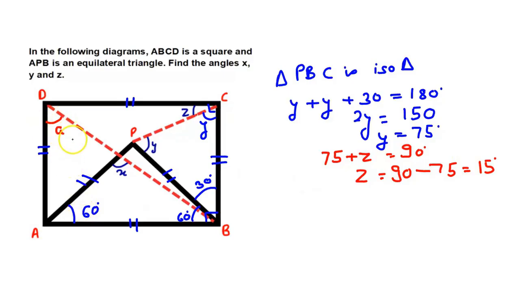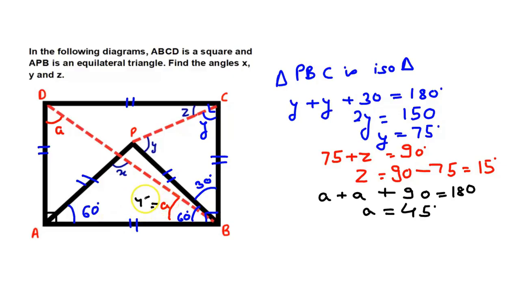So for x, we can find this angle. If we take this angle as A, then this angle will also be A. Reason, this makes an isosceles triangle. And this angle is 90 degrees. So A plus A plus 90 degrees is equal to 180. So 2A will be equal to 90, A will be equal to 45 degrees. Now this angle is coming as 45 degrees.